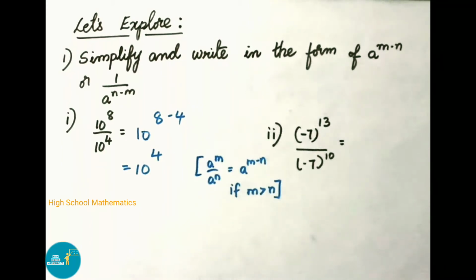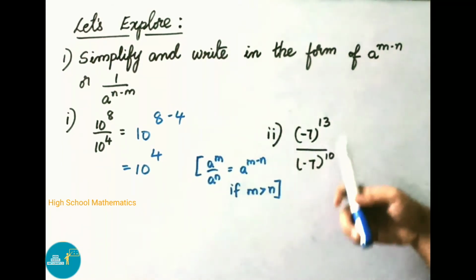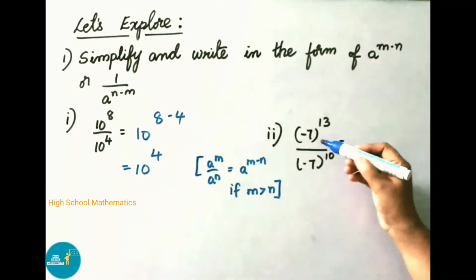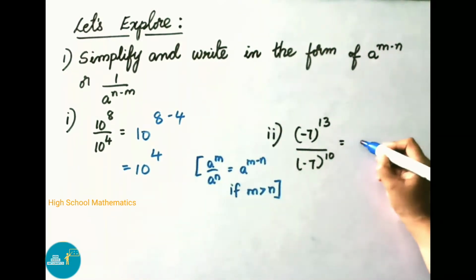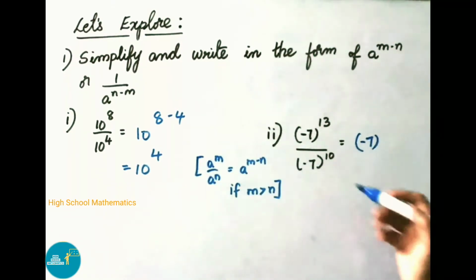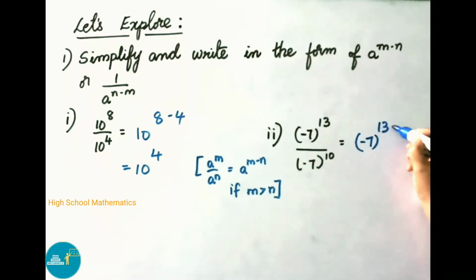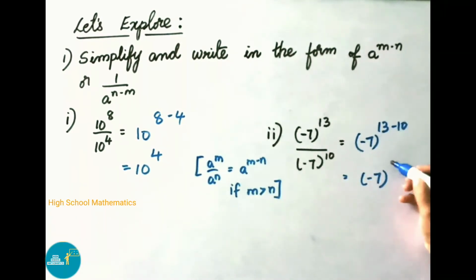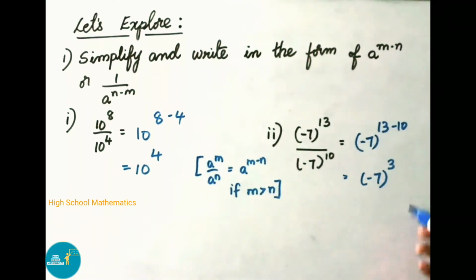Now the second sum, minus 7 power 13 by minus 7 power 10. Here the m value is 13, which is greater than the n value 10. So we are going to apply the same formula: a power m by a power n is minus 7 power m minus n, that is 13 minus 10, which is 3. So the answer is minus 7 power 3.